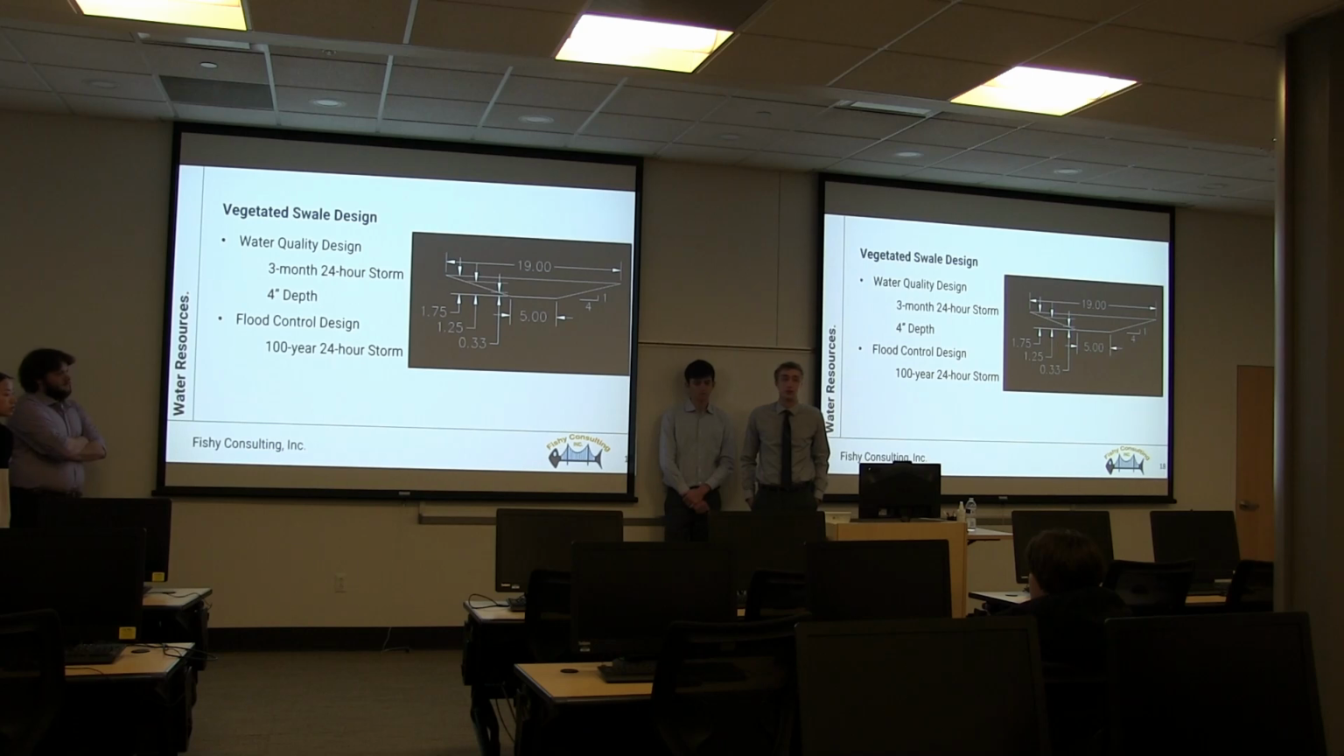And then the swale was also designed as a flood control to handle the flood control flow, and the depth necessary to handle it is 1.25 feet, and then an additional 6 inches is required by the city of Valparaiso for freeboard, so it brings the total soil depth to 1.75 feet.